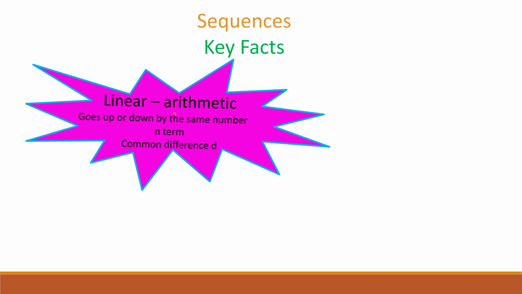So when we have got a linear or arithmetic sequence, it means that your sequence goes up or down by the same number. So you've either got an increasing sequence or a decreasing sequence. And you will be asked to work out the nth term. And to do that, you'll need to find the common difference. So you'll have to find the gap between each of the terms.